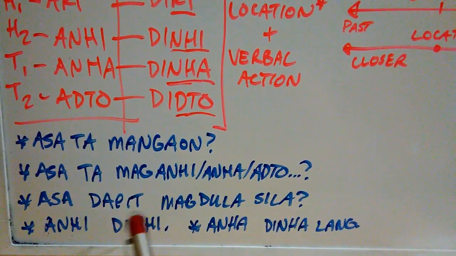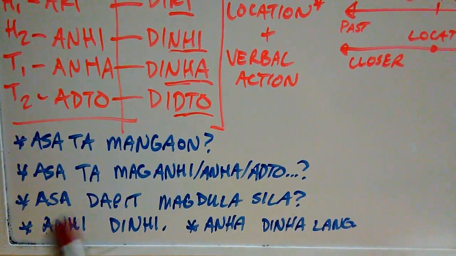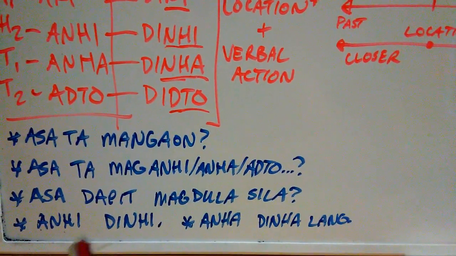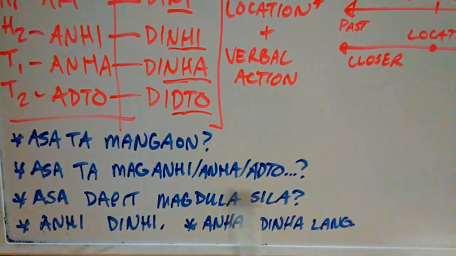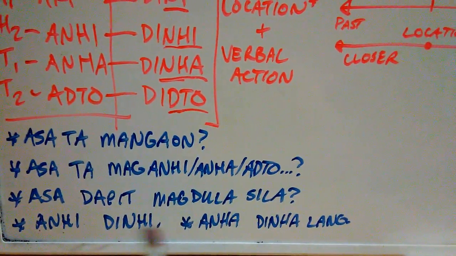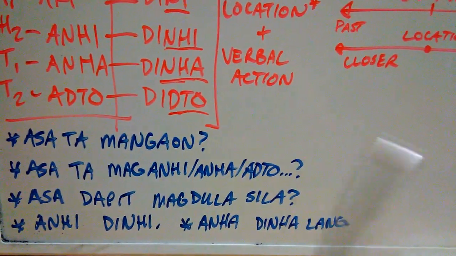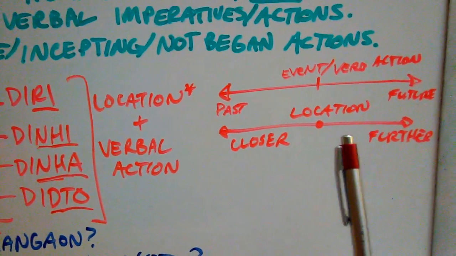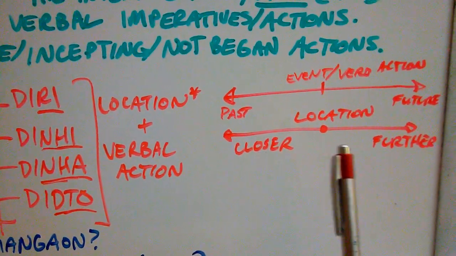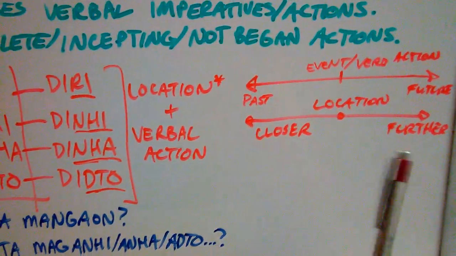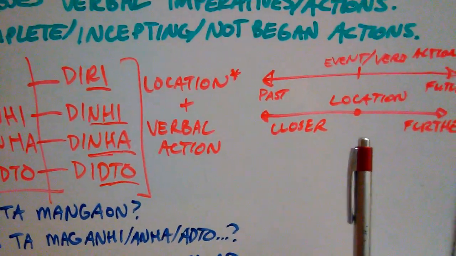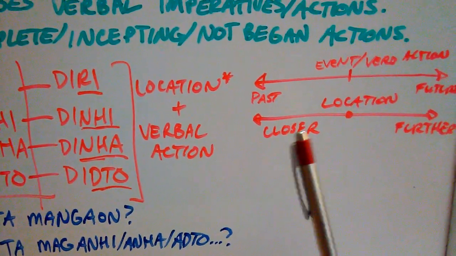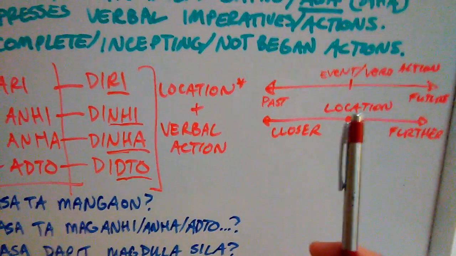The next one we have is asa dapit magdula sila. Where are they gonna play, right? Anhi dinhi, anha lang dinha, or adto lang dinha. You know, just go there. Anhi dinhi, come here, go there. To come and to go, and that goes again in this whole location, right? Come closer, go further. To come and to go. Anhi dinhi, anha dinha, adto dito, right? Ari diri lang, you know. Come closer, go further. Okay?